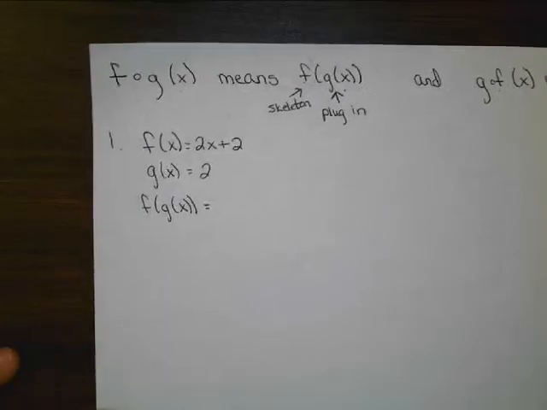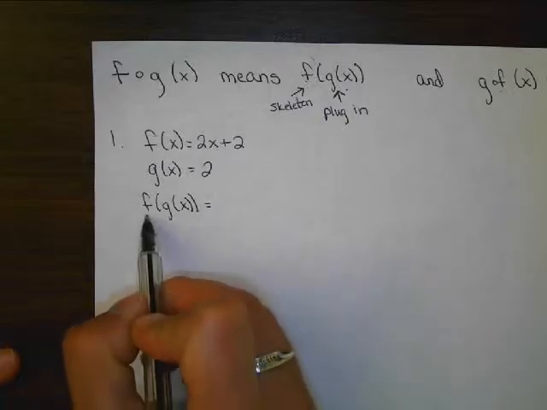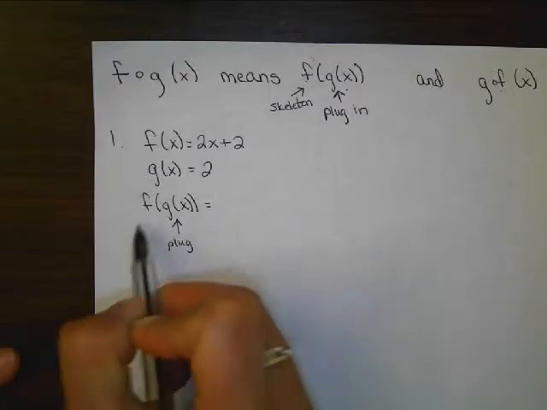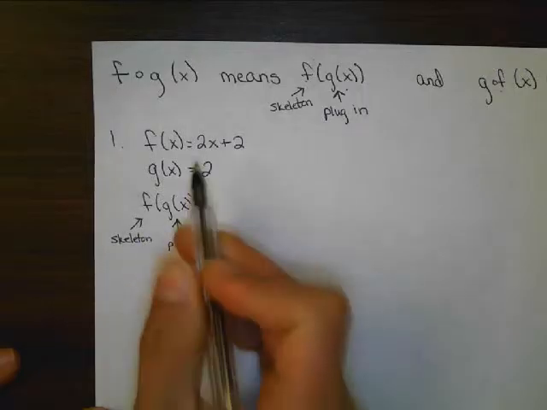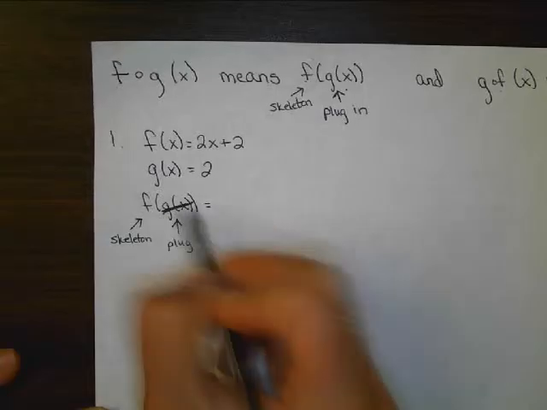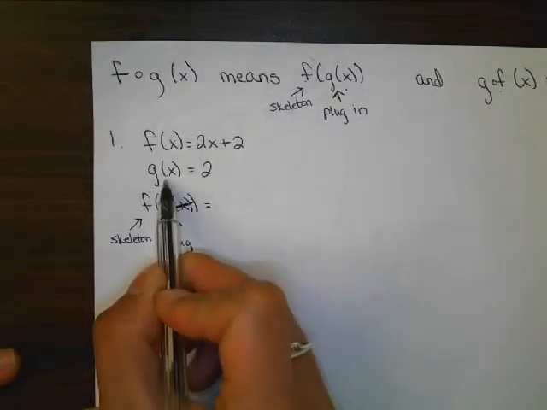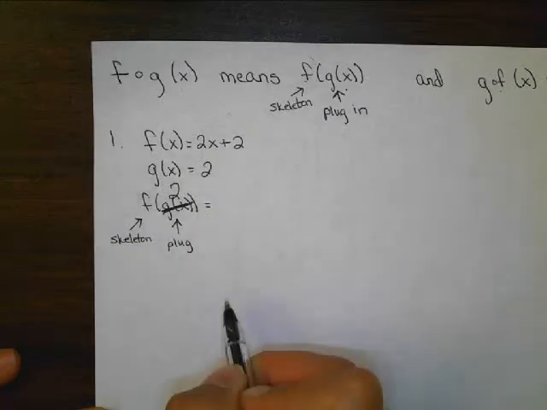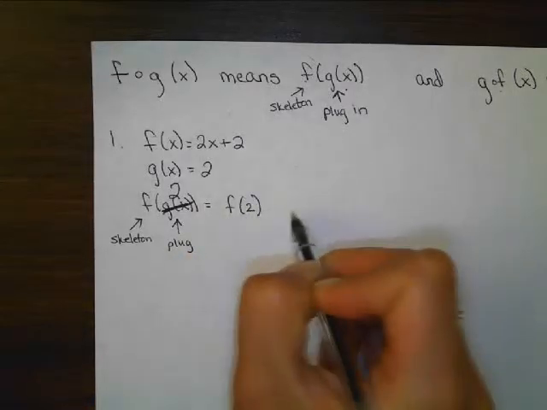So we'll start off with an easy example here. We have f of x is 2x plus 2, and g of x is 2. Well, if you look here, we want f of g of x. Again, this is what you're plugging in, and this is your skeleton. So what you can do is just cross this out and put whatever g of x is. Since it was g of x, we know that's 2. So I'm just going to put a 2 here. So now I basically have f of 2.